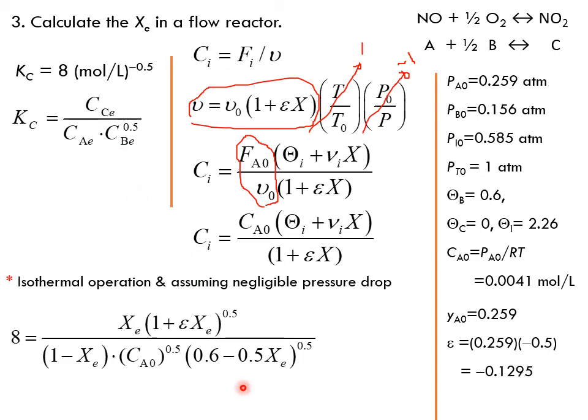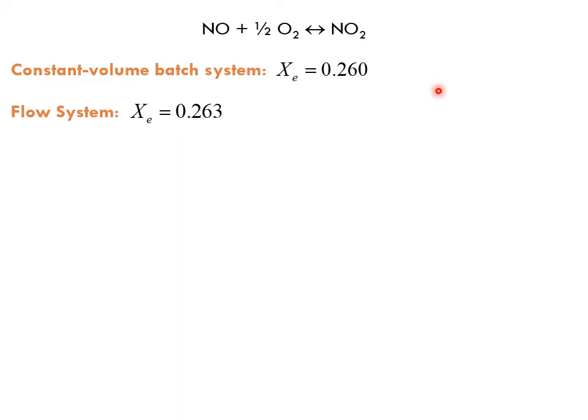Now you use your solver again to find the value of epsilon x. And this is the value of epsilon x. So this is the equilibrium conversion for this reaction at these conditions when run in a flow reactor. Okay, so let's see. For this reaction at the given conditions, if we use a constant volume batch reactor, the equilibrium conversion is 0.26. However, if we use a flow system, then the equilibrium conversion will be 0.263.